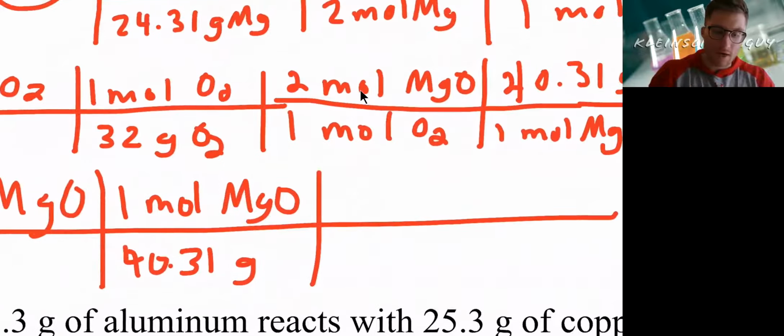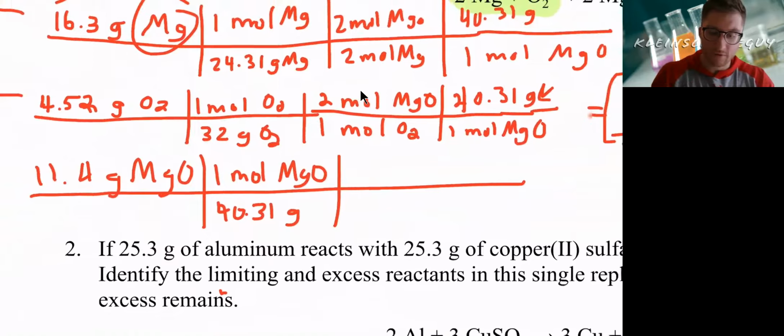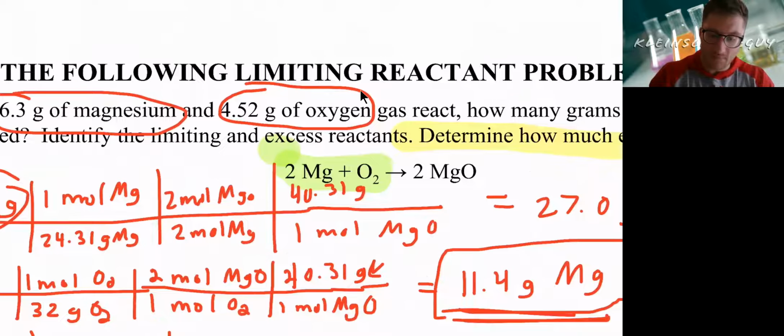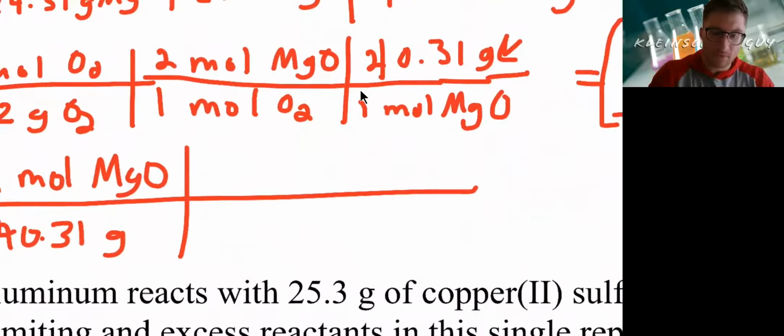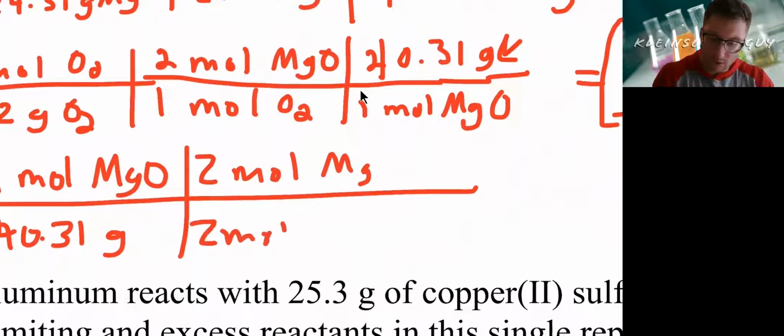All right, so now we want to go from moles of magnesium oxide to moles of magnesium. We're going to need to refer to our balanced chemical equation for this next step. Looks like the ratio for magnesium oxide to magnesium is 2 to 2 based on the balanced equation. So 2 moles of magnesium go on the top. 2 moles of magnesium oxide go on the bottom.